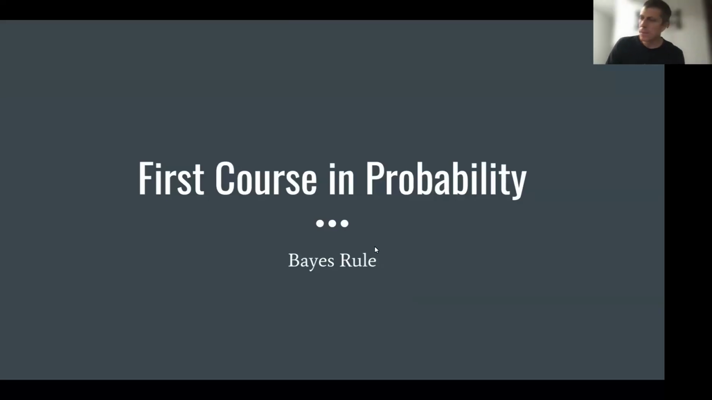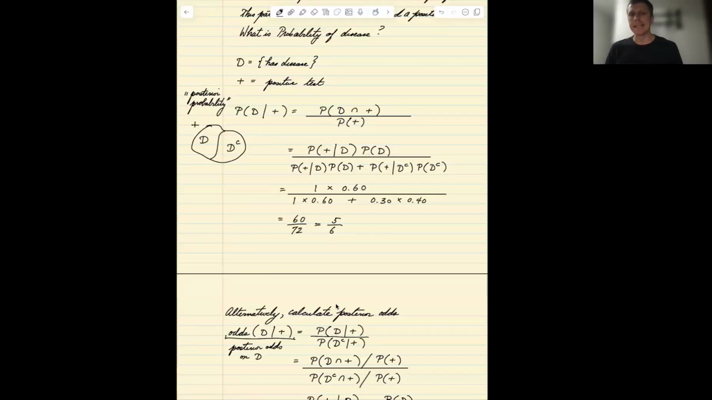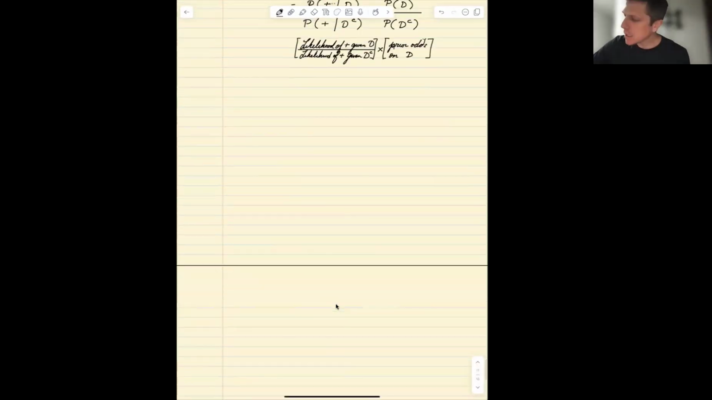Okay. The previous example involving the disease and the probability of having a disease given a positive test was an example of where we applied Bayes' rule, what's called Bayes' rule, although we didn't actually call it by name. So now we're going to derive Bayes' rule formally.